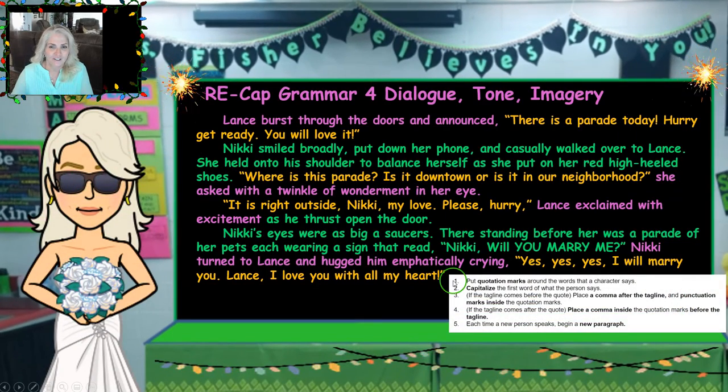When you're writing dialogue, every time the speaker changes, you change lines. You put in quotes exactly what the speaker says, and you have these taglines that come before or after what this person said. The tagline is separated with a comma, not with a punctuation mark. All right.